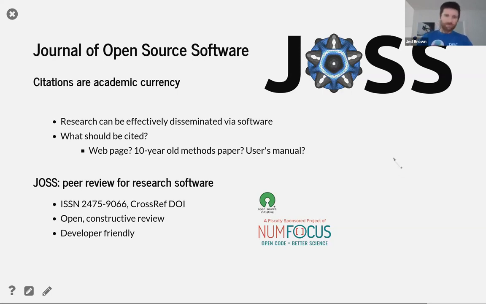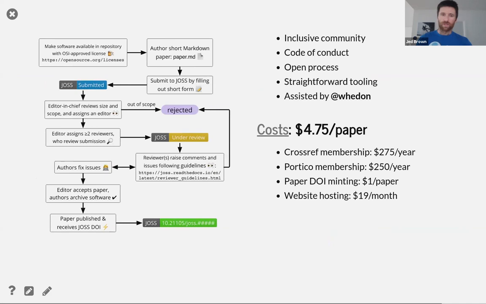JOSS is a normal peer-reviewed journal. It has an open constructive review process, which takes place on GitHub. It's very developer friendly. It's not a huge amount of effort to write a JOSS paper. The JOSS review is not just of the paper. It extends to the repository. And so the basic review process looks maybe kind of normal, except in the middle part here.